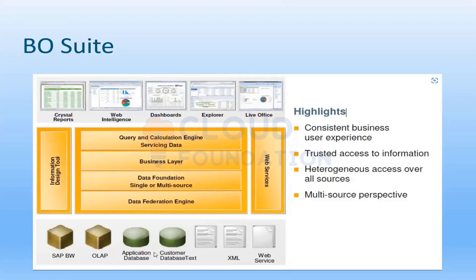Heterogeneous access over all sources means the sources can be anything, like OLAP, MySQL, SAP BW or SAP HANA. The source can be anything and we are able to consume that. It is a multi-source perspective. If we have two sources like MySQL and Oracle, we can create a universe on top of those two. If sales data is stored on Oracle and financial data is stored on MySQL, we can combine them using our Information Design Tool and create reports on top of that. That is the multi-source perspective.